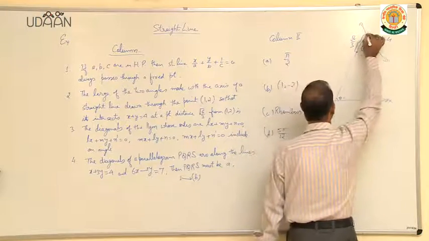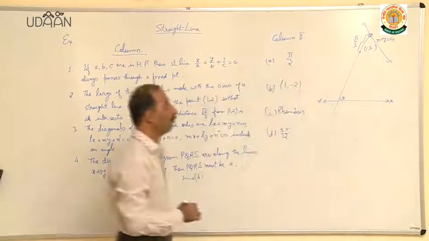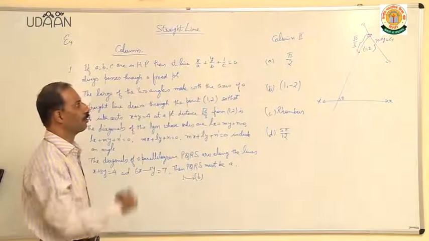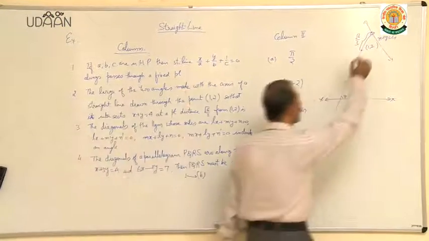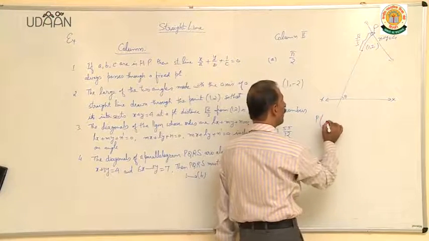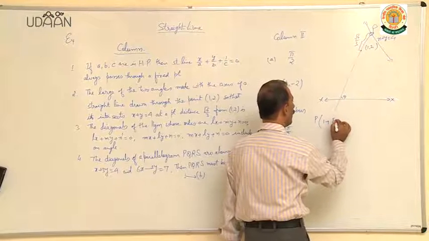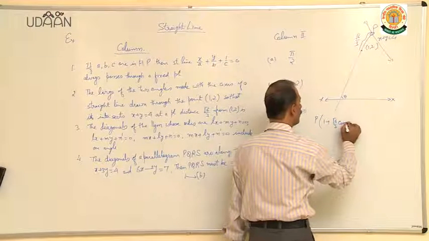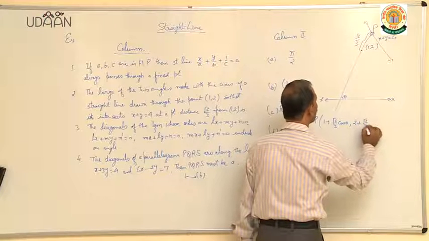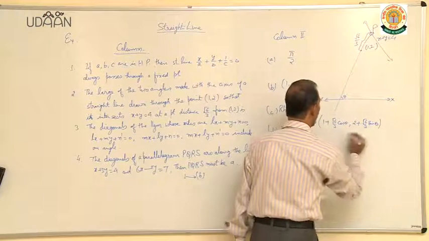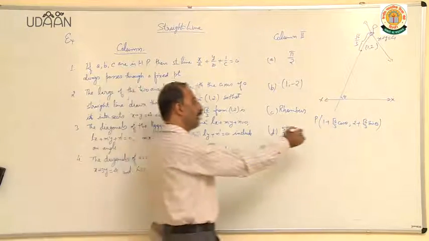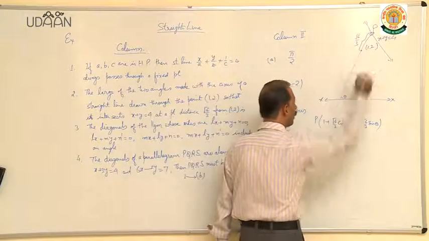So now, on the same line, use the parametric form and find the coordinates of the point of intersection of these two lines, say P. The coordinates of the point P are given by x1 plus r cos theta, y1 plus r sin theta, and this point lies on the line. Put the values of the x coordinate and y coordinate in the equation of the line.